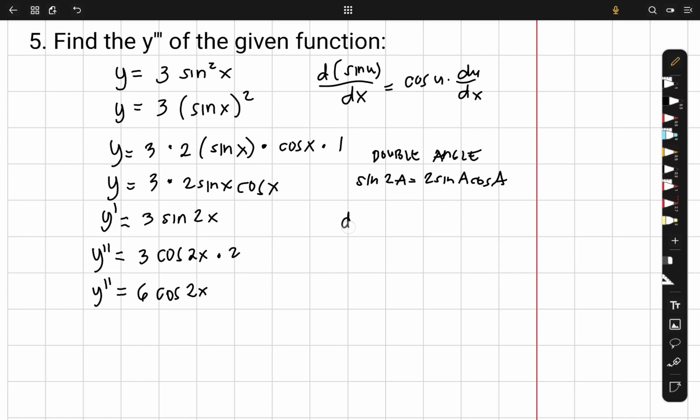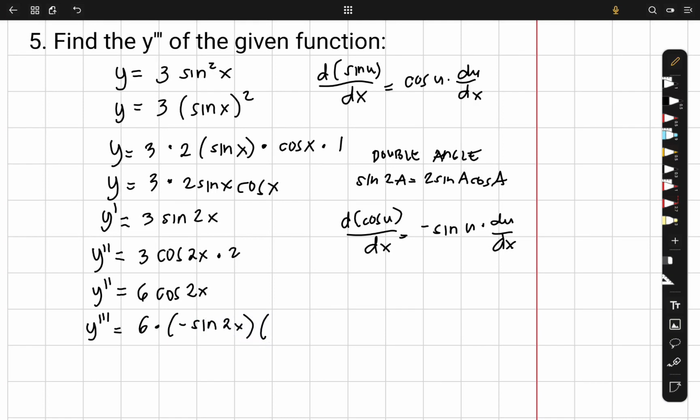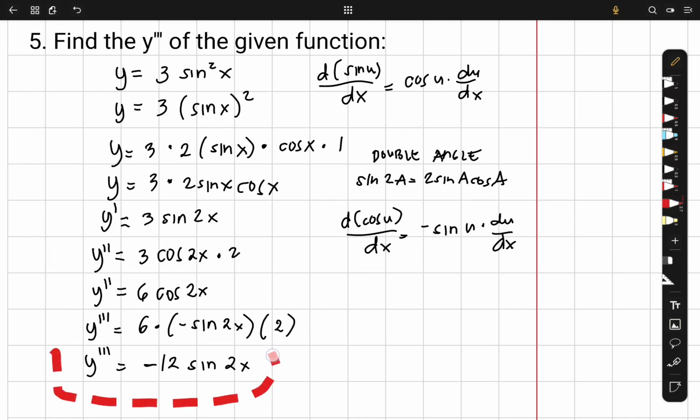And for the derivative ng ating cosine u, we have the formula negative sine u multiplied by du dx. So, ito, getting the third derivative. So, we have 6 multiplied by negative sine 2x multiplied by the derivative ng 2x, that is 2. So, we have y triple prime is equal to negative 12 sine 2x. And this will be our final answer.